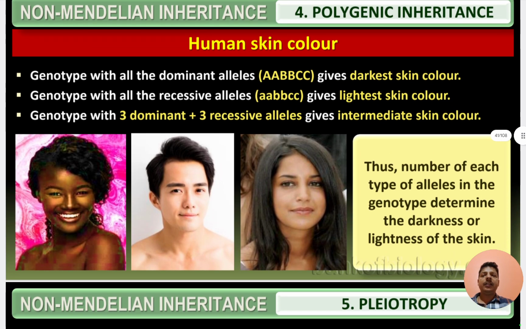Then the genotype with all the dominant alleles will give the darkest skin color. The genotype with all the recessive alleles, small a, b and c, gives the lightest skin color, that is the most white. A genotype with three dominant and three recessive alleles gives the intermediate skin color, brown. Thus, the number of each type of allele in the genotype determines the darkness or lightness of the skin.